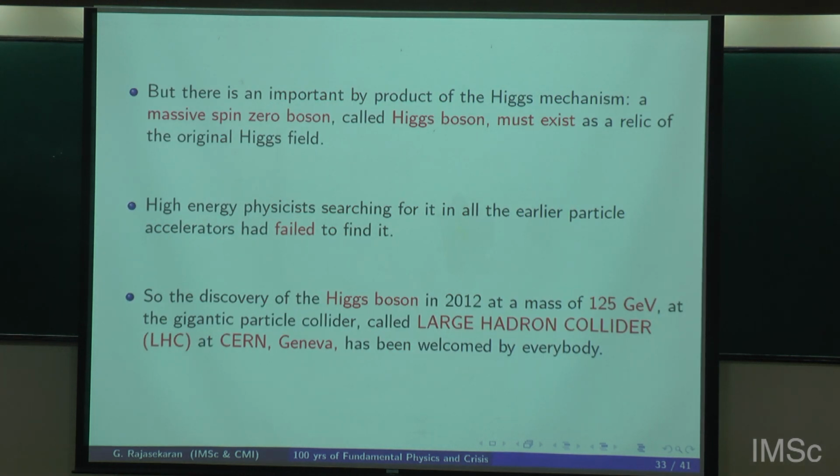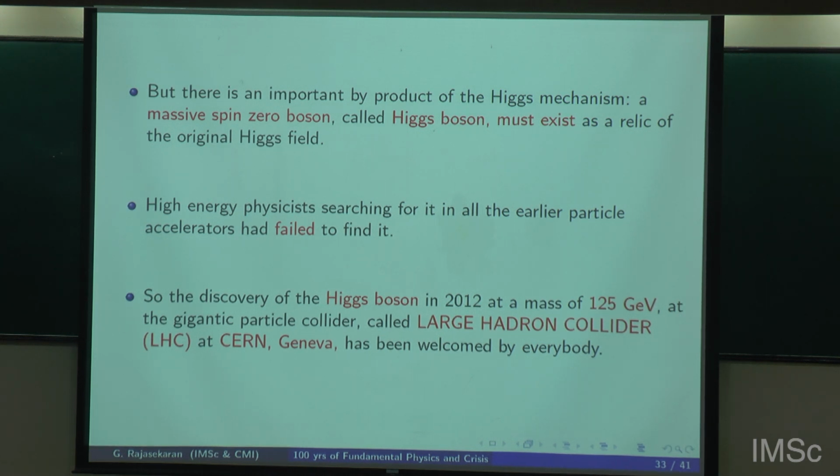But there is an important byproduct of the Higgs mechanism. A massive, not massless now, a massive spin zero boson, or what is called a scalar boson. For a spin zero boson, the corresponding quantum field will be a scalar field. For a spin 1 particle like the photon or W boson, the corresponding field will be a vector field. For gravitation, it is spin 2, a tensor field.